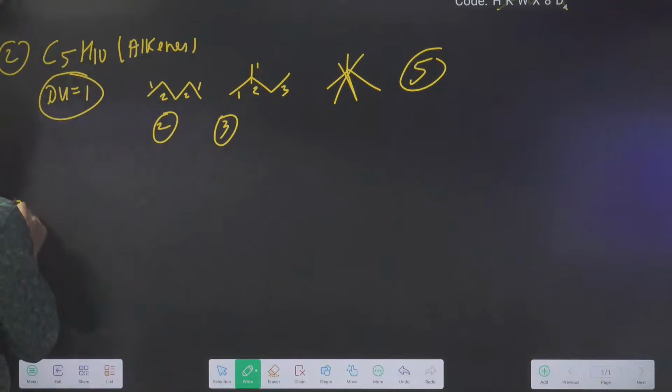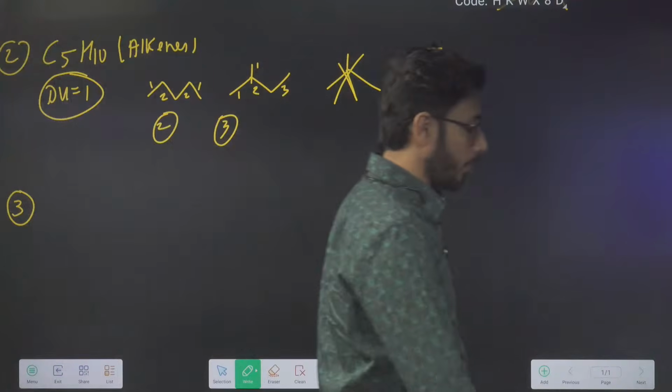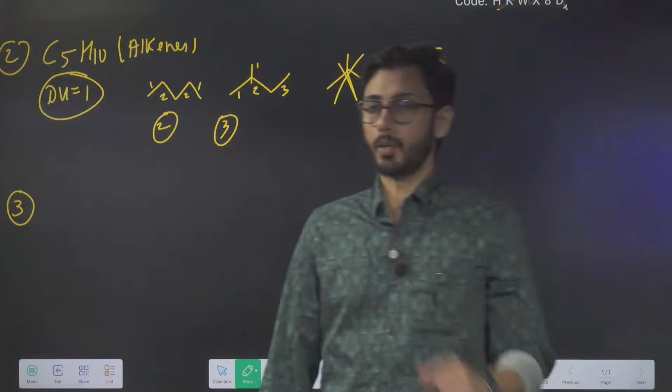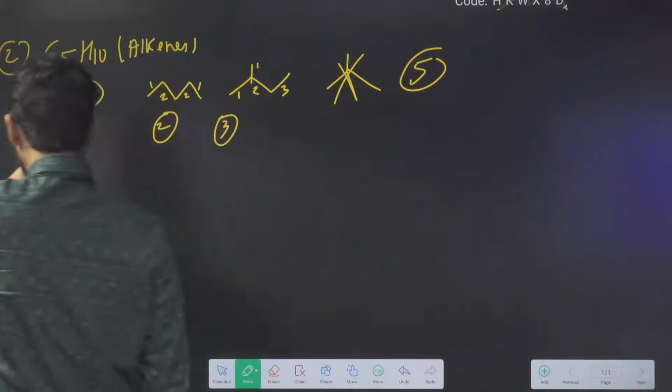Then the third one. Which one is the third one? The fifth member of the alkyne series. Tell me the formula of the compound. Fifth member of the alkyne series.